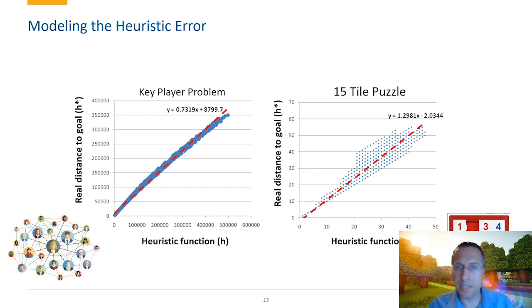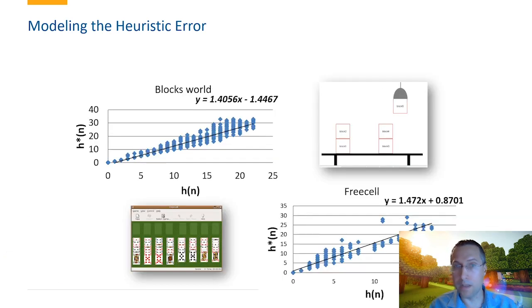As can be seen, the linear fit is not horrible. For the key player problem, it's quite accurate. But for the tile puzzle, we see an interesting phenomenon. Roughly, the difference between the h and h star increases with h. This phenomenon has been observed in other domains as well. You can see here the same plots for the Blocksworld domain and also for Freecell. Again, roughly, the same phenomenon. As you increase h, the noise you get for h star grows larger.